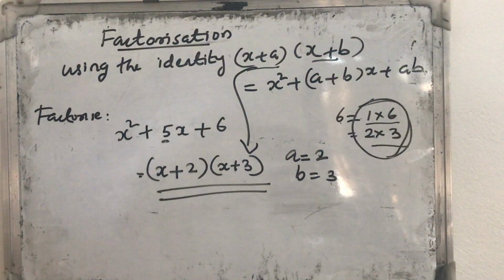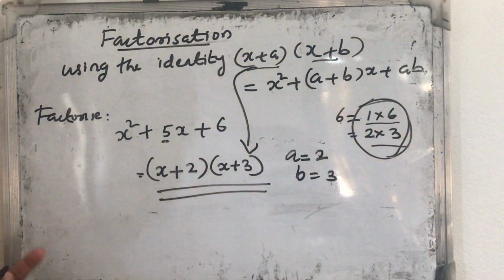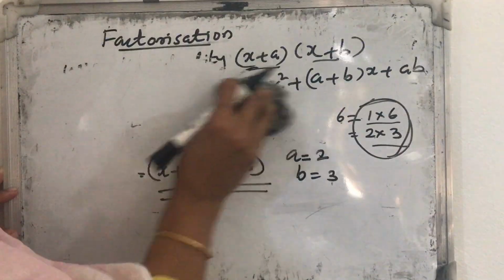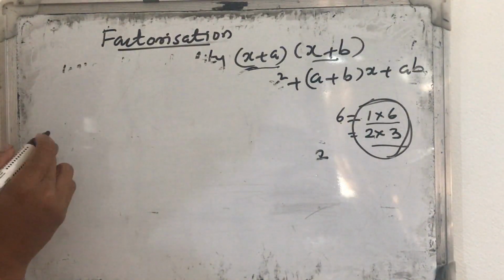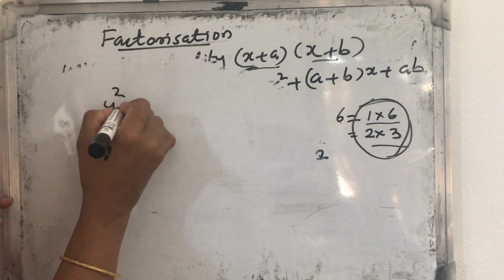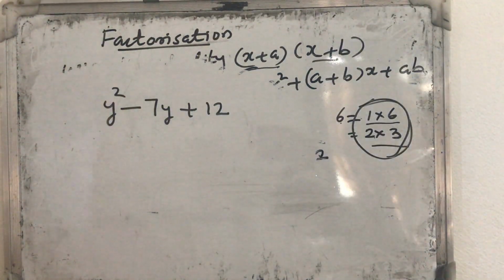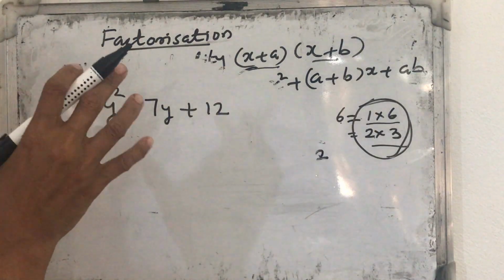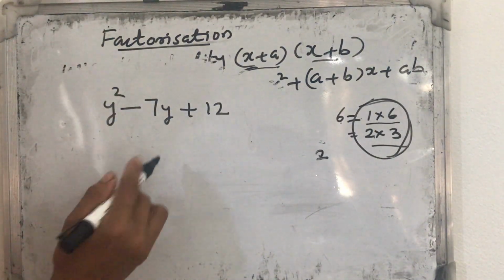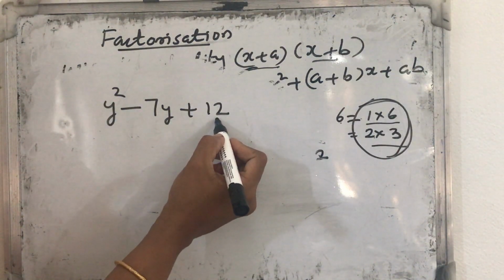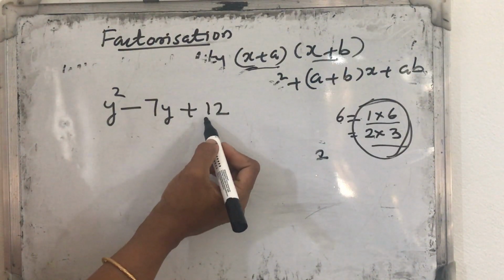Then another expression. Look, the given expression is y square minus 7y plus 12. Okay, in this case also we can't use the standard identity here because the third term is not a perfect square number. 12 is not a perfect square.